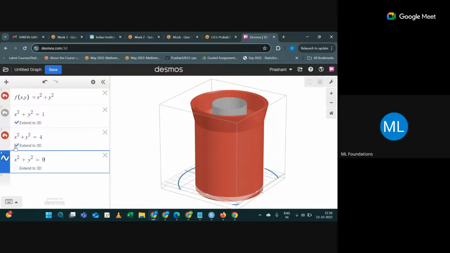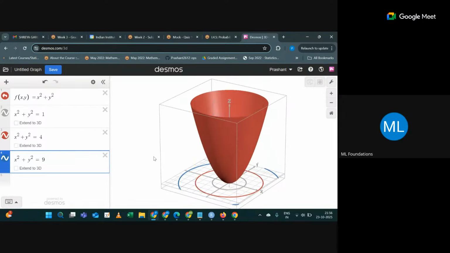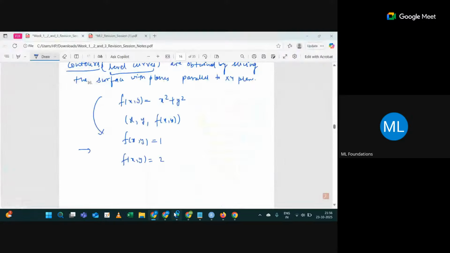Okay, so actually now I'm making it 2D. So now it will help you to understand the surface in 2D. Yes or no? Are you getting my idea? Yes, sir. Okay, so this is the idea behind contour plots.